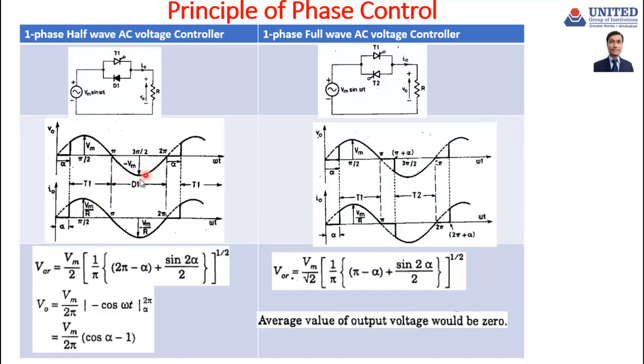After omega t equal to pi, the negative half cycle forward biases the diode D1. Therefore, D1 conducts from omega t equal to pi to 2 pi. Here it is noted that only the positive half cycle can be controlled and the negative half cycle cannot be controlled. So single phase half wave voltage controller is called single phase unidirectional voltage controller.